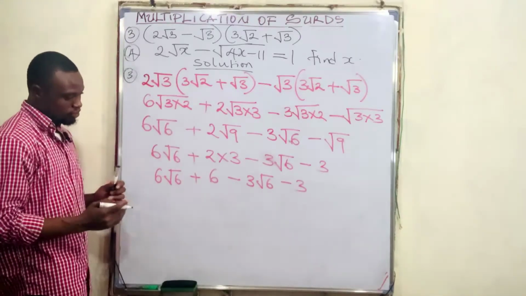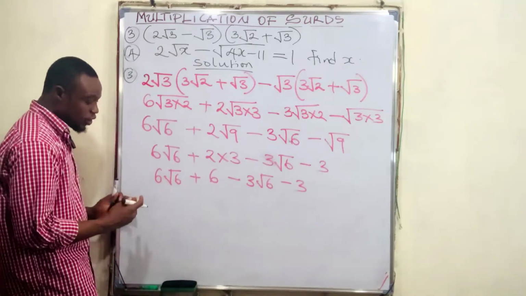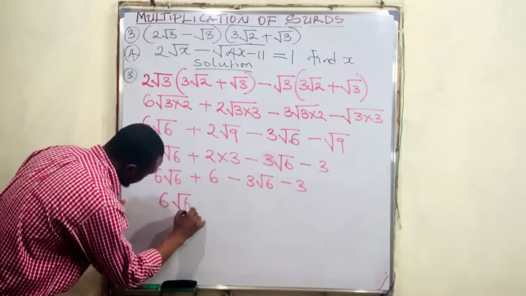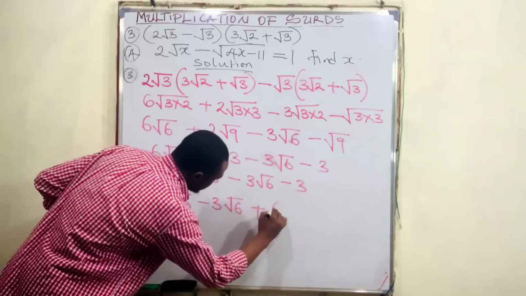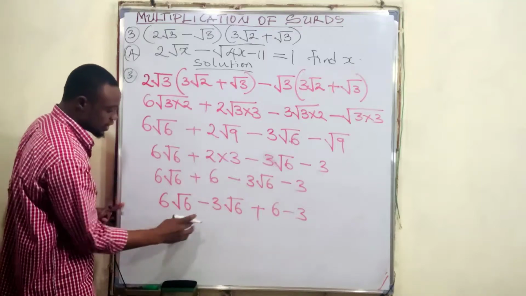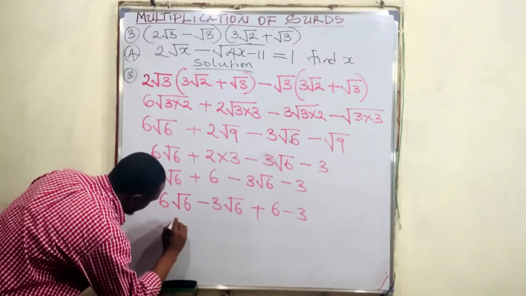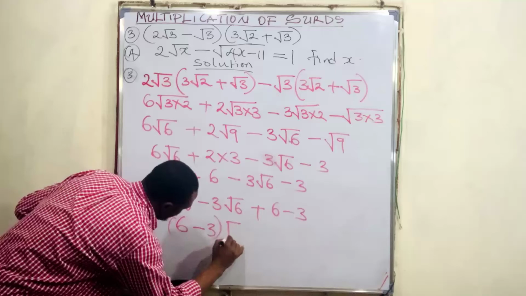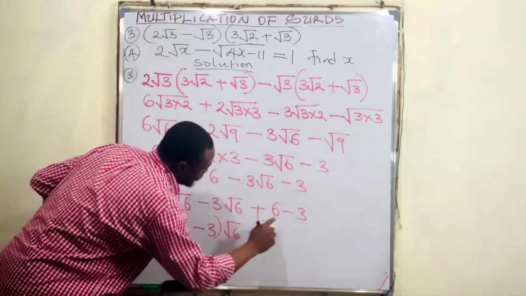Okay, so the whole thing is coming together, right? We have a root 6 here, root 6 here. So let's bring the ones with root 6 together. So we have 6 root 6 minus 3 root 6 plus 6 minus 3. So we can put this in bracket and collect and bring out root 6. So this is now 6 minus 3 in the bracket, and we have root 6 outside the bracket, plus, now this is 3.